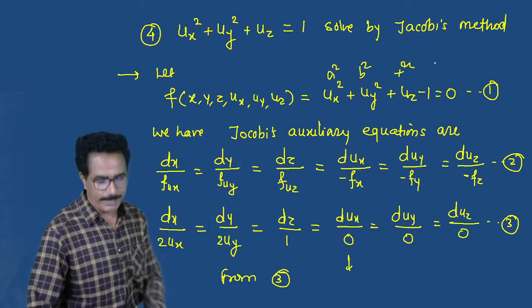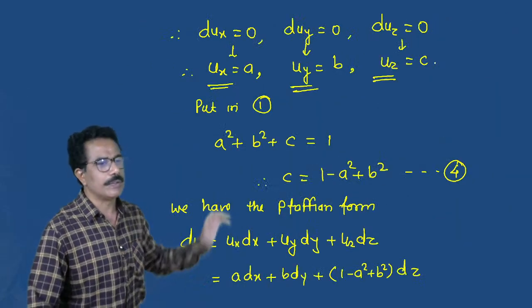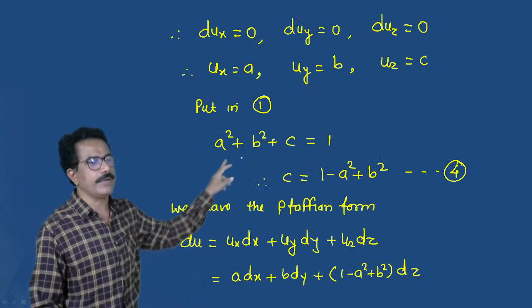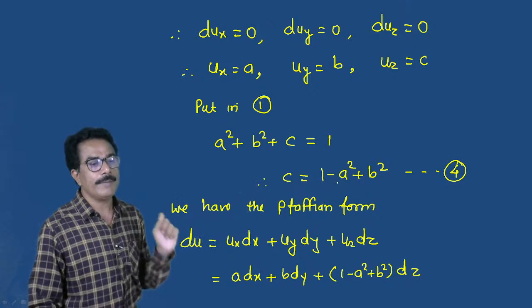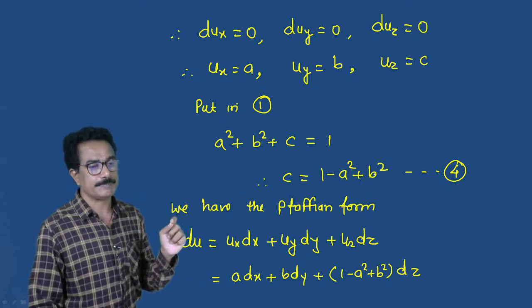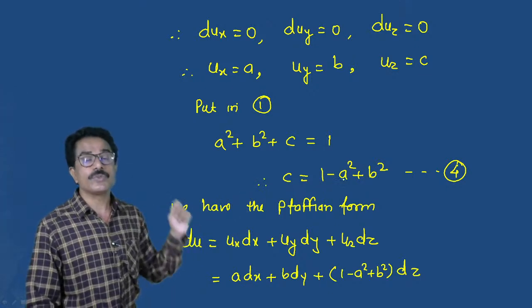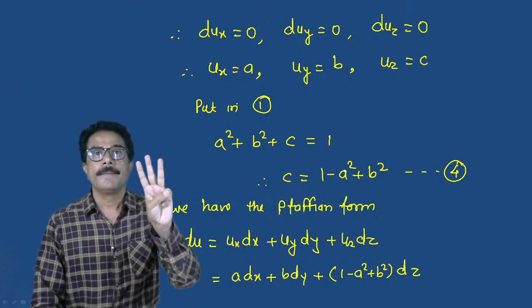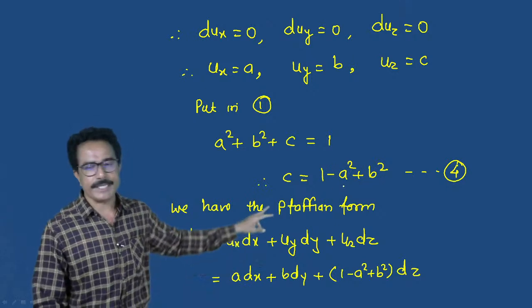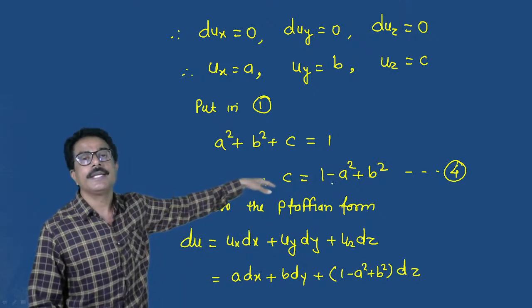plus c square minus 1. So we can write a square plus b square plus c square is equal to 1. So c is equal to the square root of 1 minus a square minus b square, because we have to convert into 3 arbitrary constants, so we can calculate c in the form of a and b.